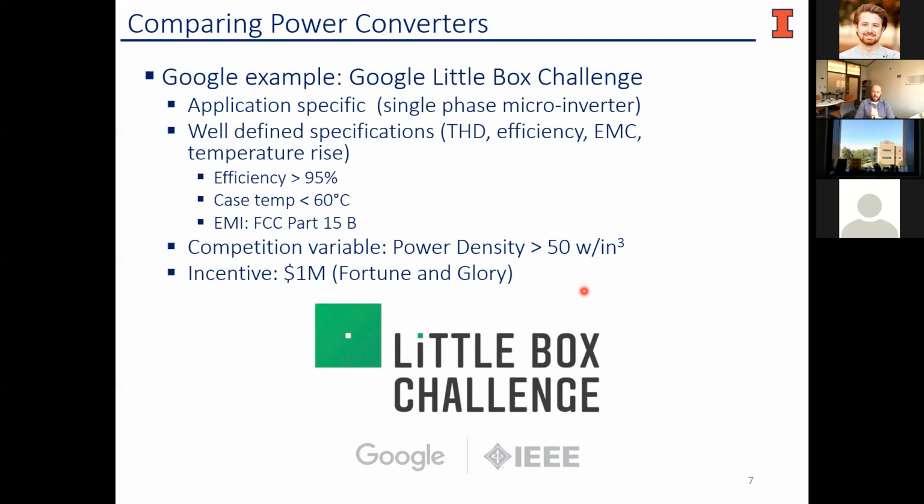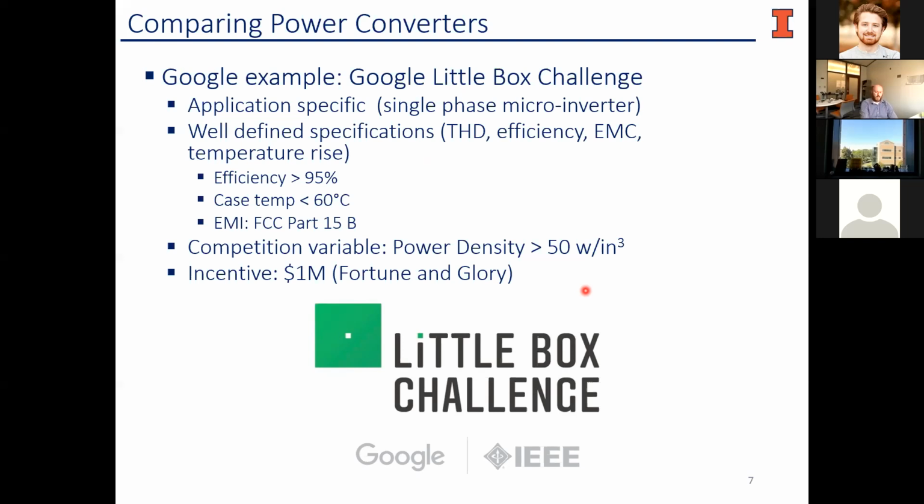And the kind of fine competition variable was, okay, power density needs to be at least greater than 50 watts per inch cubed, but then the tiebreaker would go to the most power dense solution, right? So they're really pushing, make sure you hit these minimum specifications, which were not easy to actually hit, but let's make sure you hit those. And then we'll choose the winner from the one that has the highest power density. And then the incentive there was $1 million, and of course, fortune and glory and everything else.